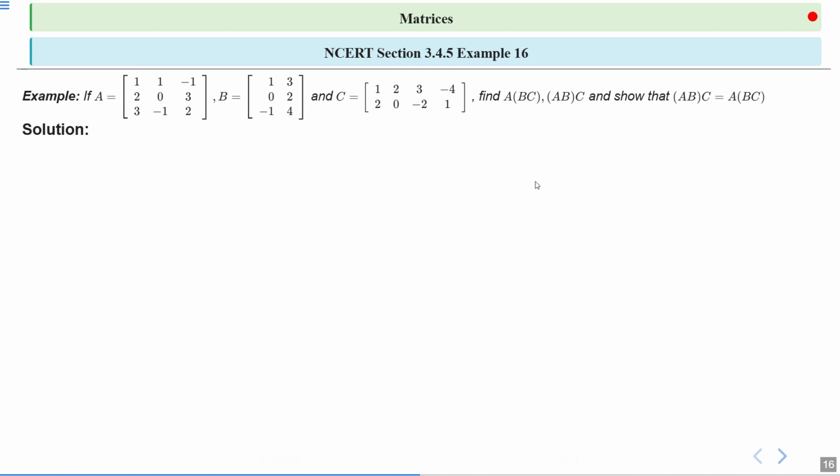Okay, so I hope you all have attempted the given question. Let us see how we can solve this. So let's start by calculating the product AB.